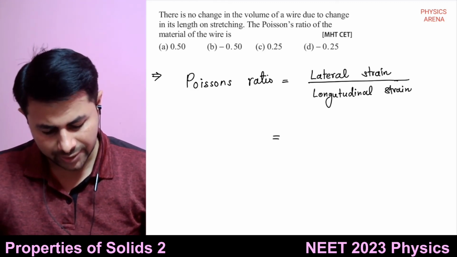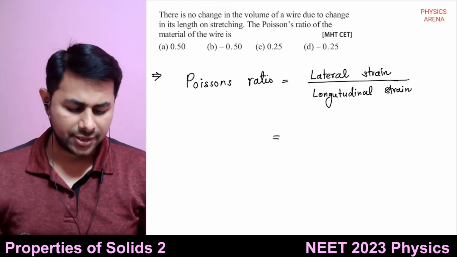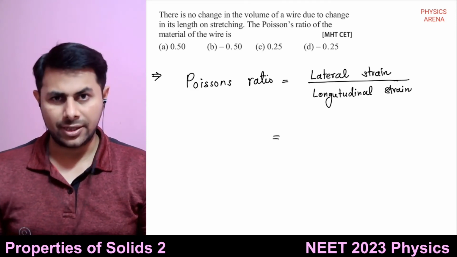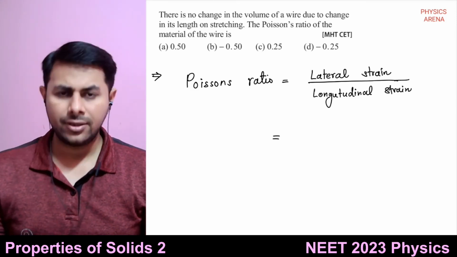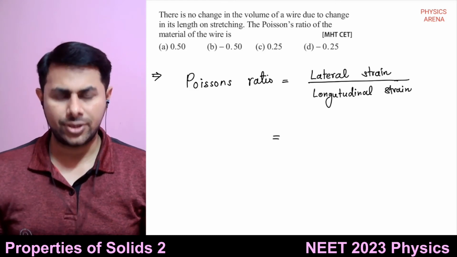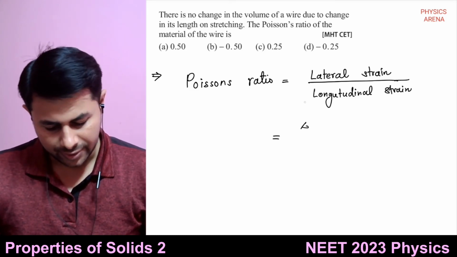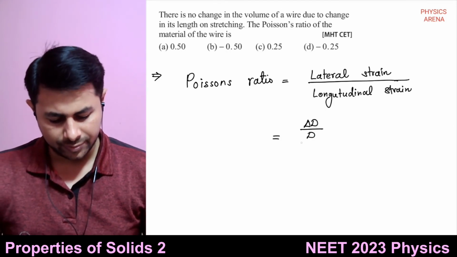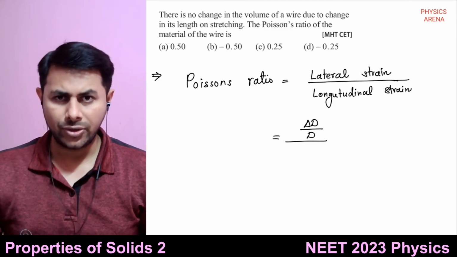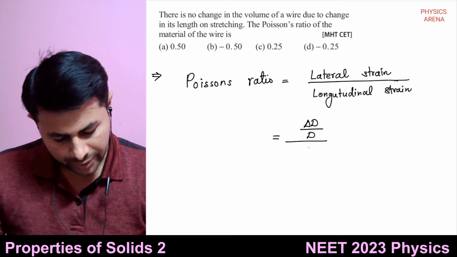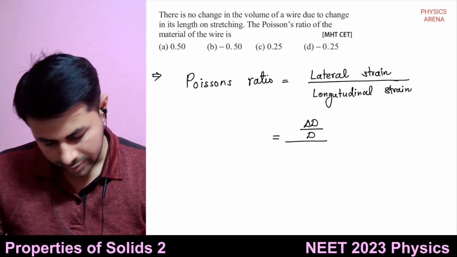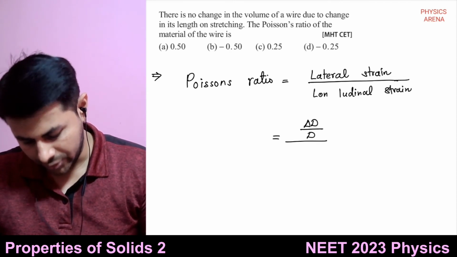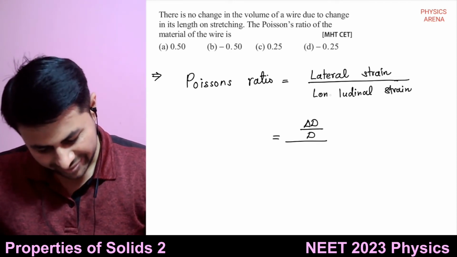Okay, so what do you mean by this? The ratio of lateral strain. Lateral strain is change in diameter per unit original diameter, or change in radius, you can say, per unit original radius. Okay, so it is delta D divided by D divided by longitudinal strain. Oh, it is longitudinal. I wrote longitudinal. I'm sorry.